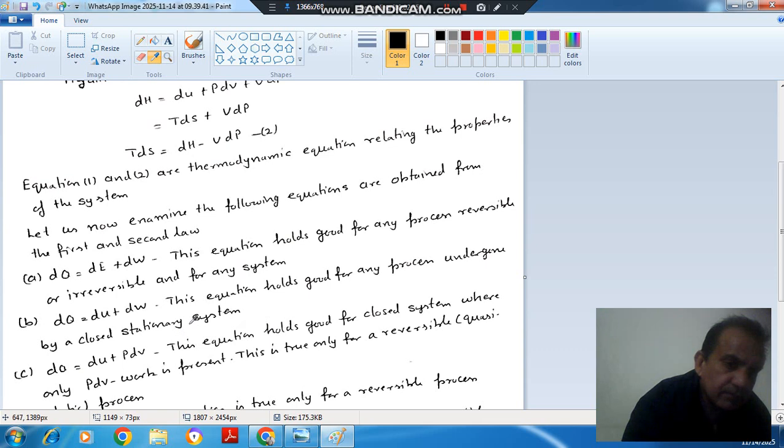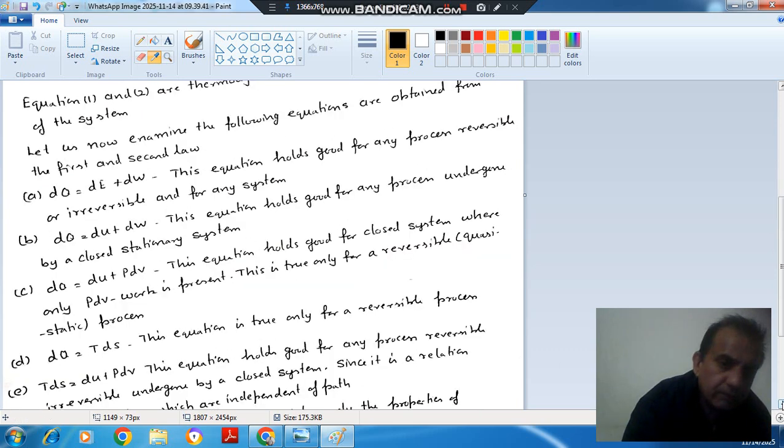Now dW is equal to PdV. We can put for a reversible process dW is equal to PdV. So now this equation holds good for a closed system, where only PdV work is present, and this is true only for a reversible process, because this is for reversible, this is for reversible. So this is only true for reversible.